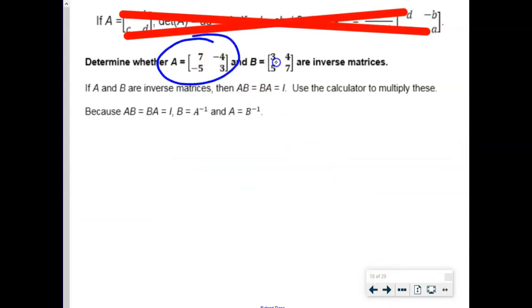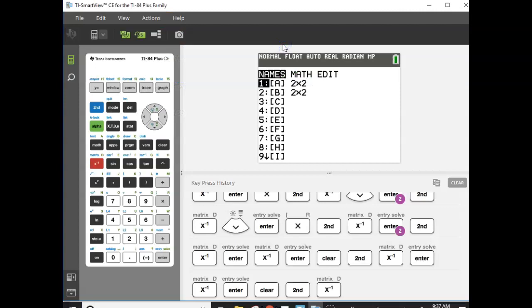So now I do need you guys to do a little typing. Could you please type this one into matrix A and this one into matrix B? I actually do have this one typed in, so I'm going to pause the video while you guys are typing. So once you have matrix A and B entered, mine are in A and B, they're both 2x2s.